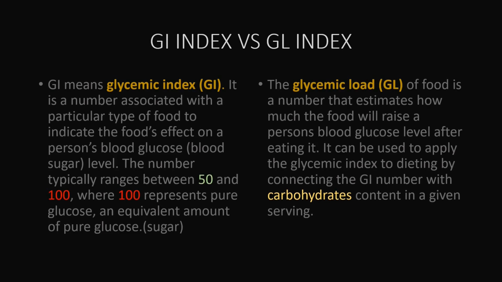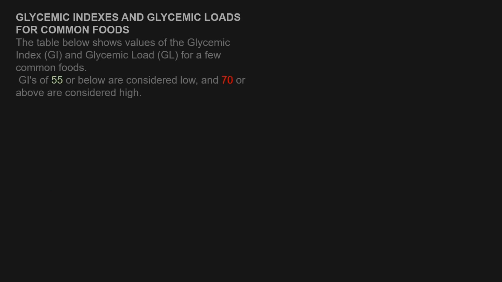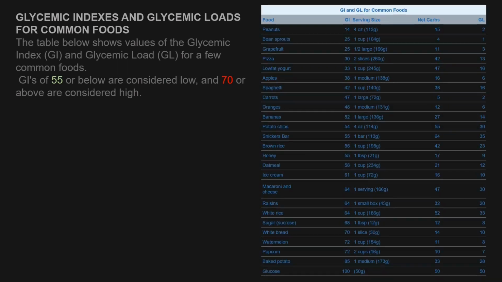We go to the glycemic load. Glycemic load of food is a number that estimates how much the food will raise a person's blood glucose level after eating it. It can be used to apply the glycemic index to dieting by connecting the GI number with carbohydrate content in a given serving. Okay, so let's dig a little bit more into this. Glycemic indexes and glycemic loads for common foods. The table below shows value of the glycemic index, GI, and glycemic load, GL, for a few common foods.